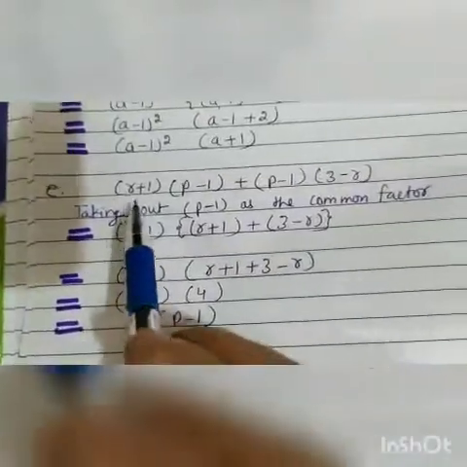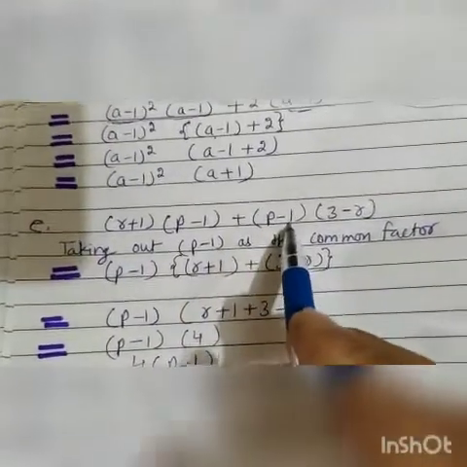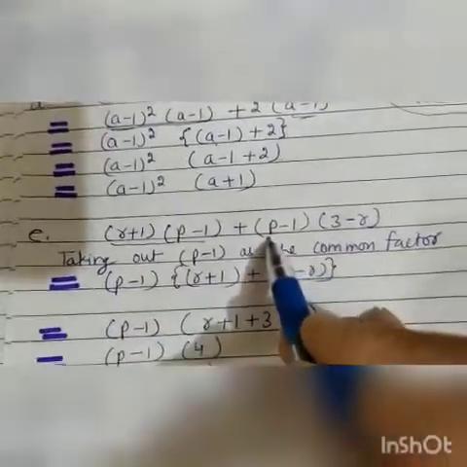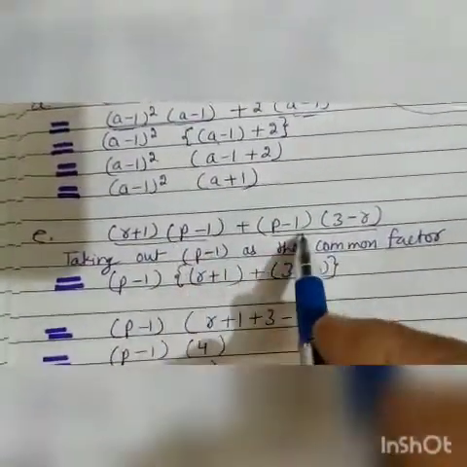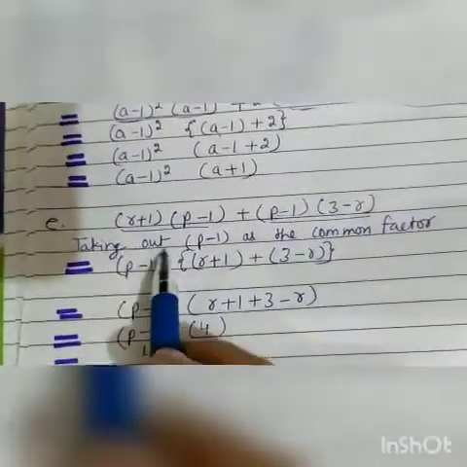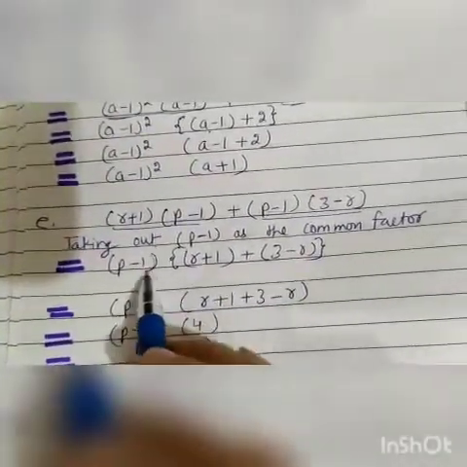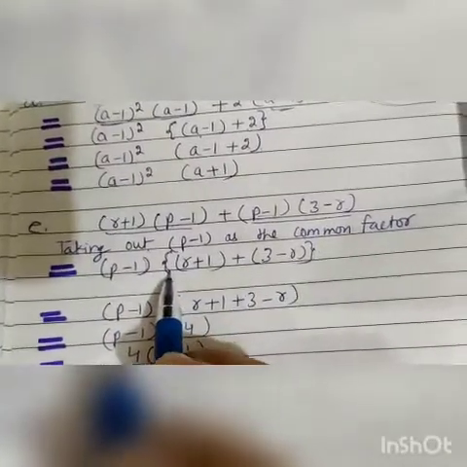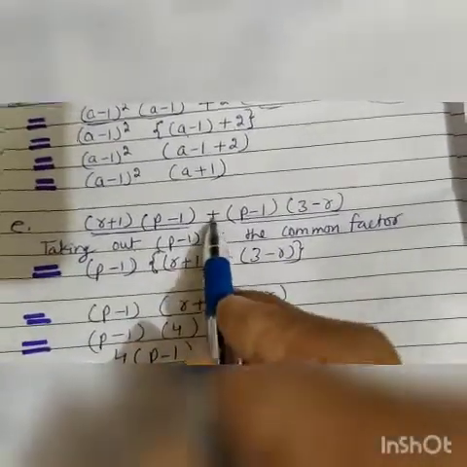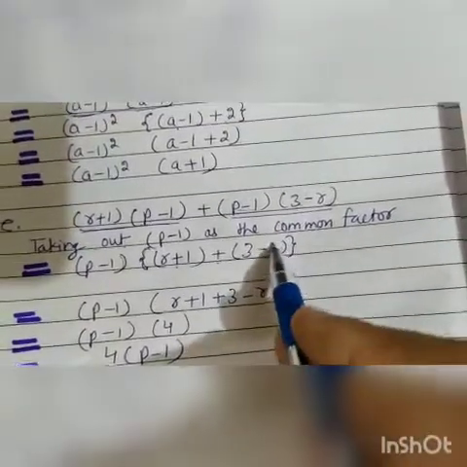Next part, E. (r + 1) multiplied by (p − 1) plus (p − 1) multiplied by (3 − r). First term is this one and second term is this one. So what is same, what is common in both the terms? This (p − 1), (p − 1). So taking out (p − 1) as the common factor, we will write this (p − 1) as common factor. Then start this flower bracket. What is left from the first term? It is left (r + 1). Then this plus, what is left from the second term? It is (3 − r).